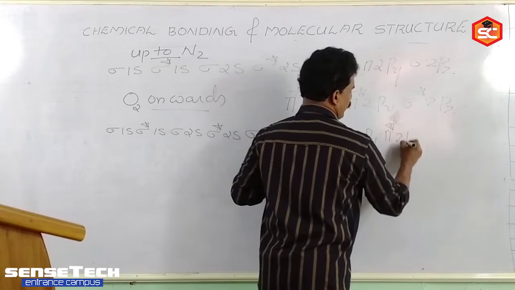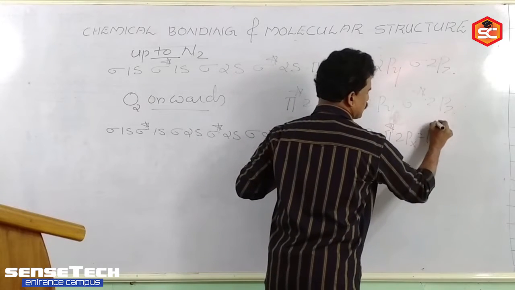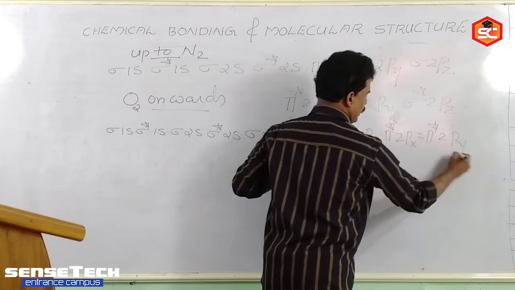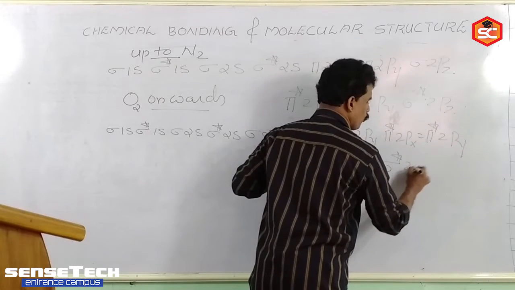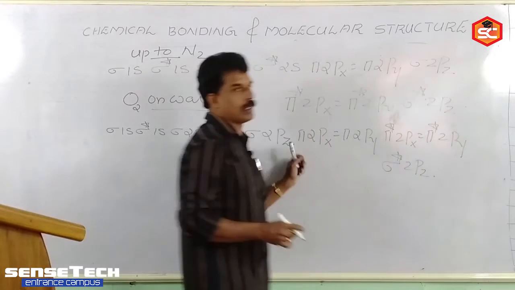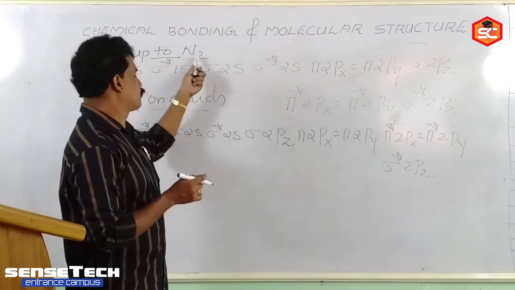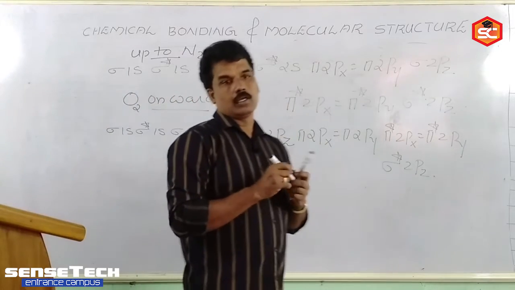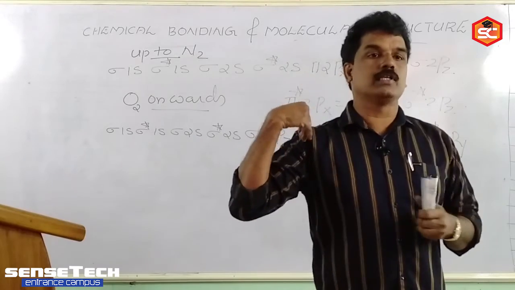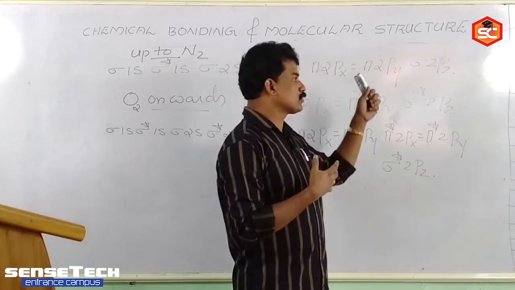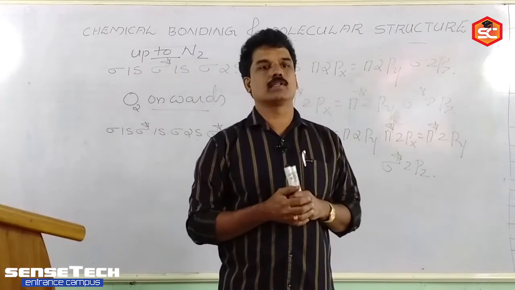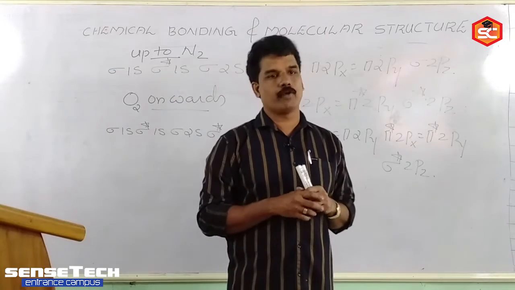Then pi star 2px is equal to pi star 2py. And finally sigma star 2pz. So, very important MO configuration up to nitrogen and then oxygen. See, the purpose of this MO diagram, for what purpose we studied this MO diagram, is for the calculation of bond order of a molecule.